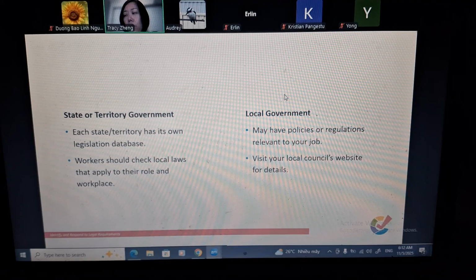For example, if you're working in one of the New South Wales councils, then you need to check what relevant information or legal requirements apply to working in that area, because there may be policy and regulation relevant to your job, right? And you can also visit your local council's website for more details, yeah? So that is from the governments.